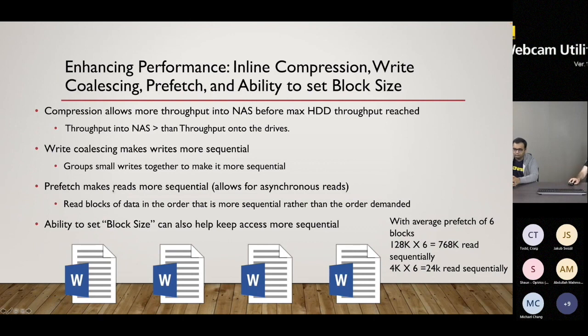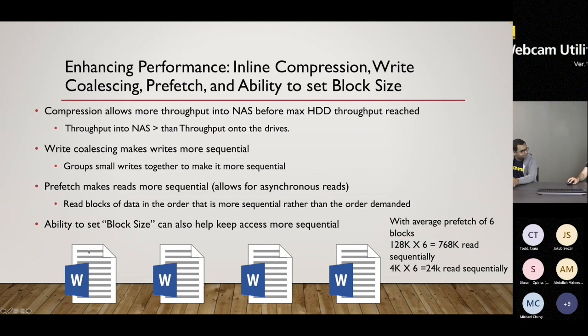What prefetch does is it allows you to read asynchronously. What that means is you can read blocks of data in the order that is sequential instead of reading blocks of data in the order that they are demanded. So prefetch is there to recognize a pattern of sequential access. It might recognize, oh, for this stream, this person's reading in this direction, this person reading in this direction, this person reading in this direction. So then instead of reading this block, then that block, then that block, it can maybe read, let's say on average, prefetch 6 blocks.